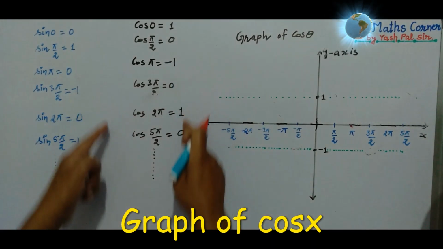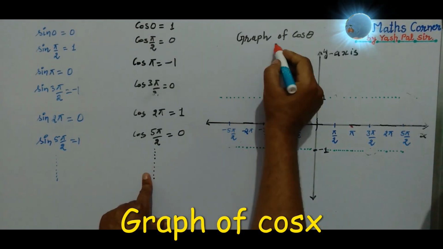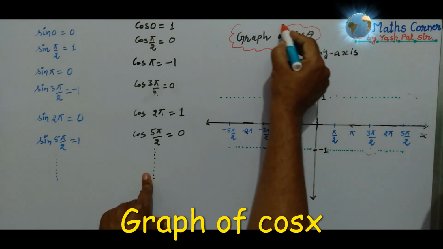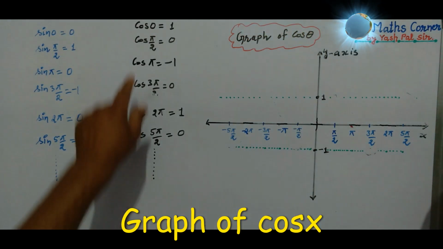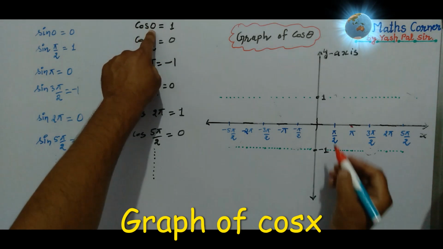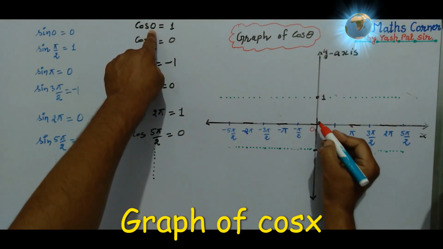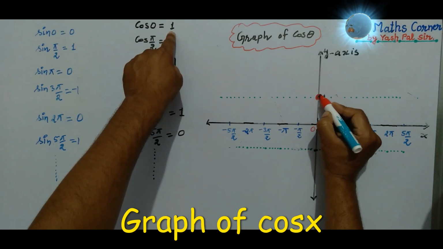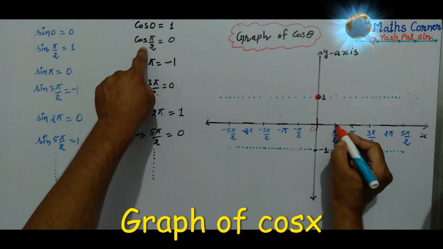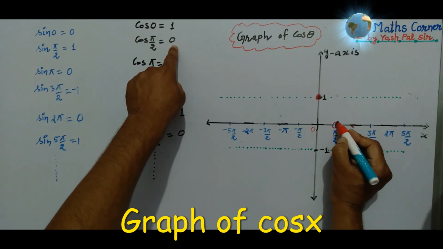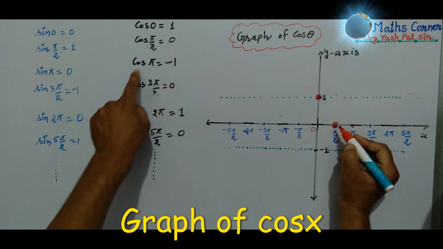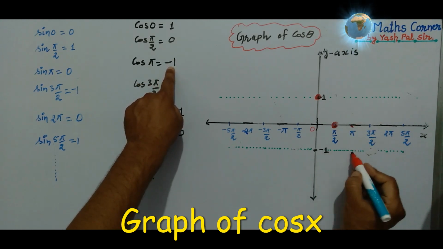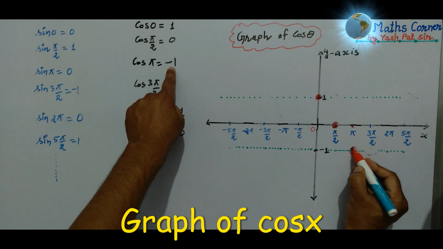Similarly, from these values we can sketch the graph of cos theta also. So what is the graph of cos theta? First of all, take cos 0. Here this is 0. Cos 0, y is 1. That means this point is the value. Cos pi by 2, value is 0. Cos pi, at this point the value is minus 1. So minus 1 is here. So this is the point.